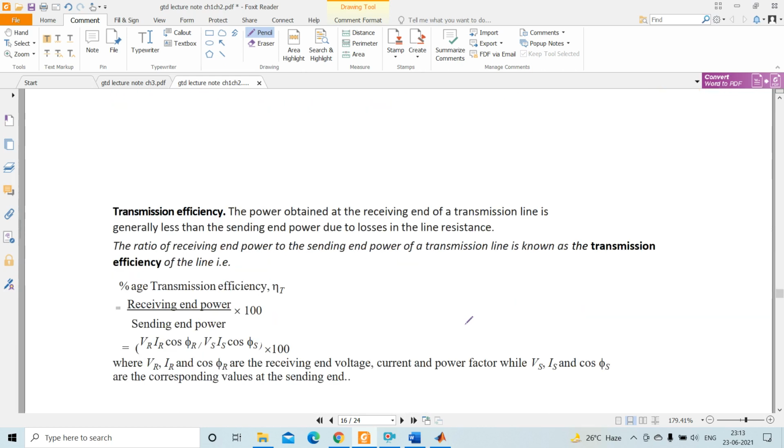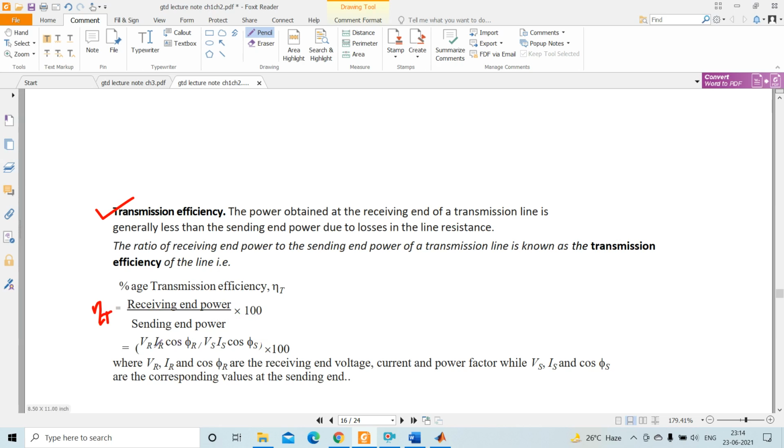And the next term is transmission efficiency. So what is this transmission efficiency? The power obtained at the receiving end of a transmission line is generally less than the sending end power due to losses in the line resistance. So the ratio of receiving end power to the sending end power of a transmission line is known as transmission efficiency. Mathematically it is expressed like this: transmission efficiency is equal to receiving end power divided by sending end power into 100.